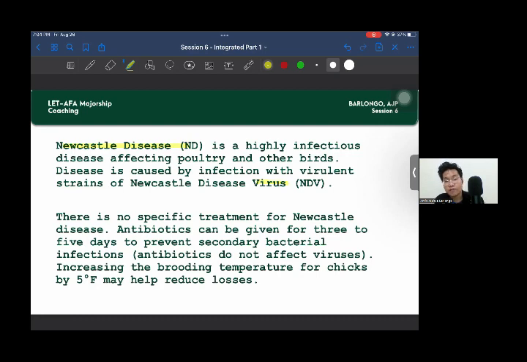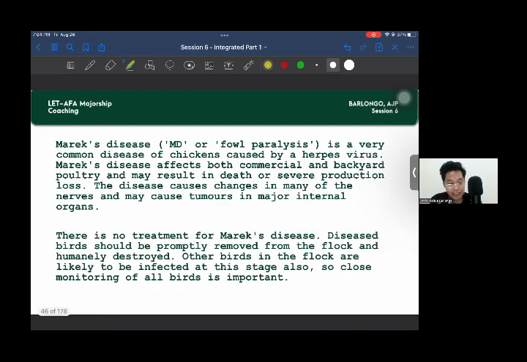So next is yung Marek's disease. So if you look at Marek's disease or fowl paralysis, this is caused by herpes virus. So again, check na naman, it is caused by a virus. And in terms of their treatment, there is still no known treatment for Marek's disease.